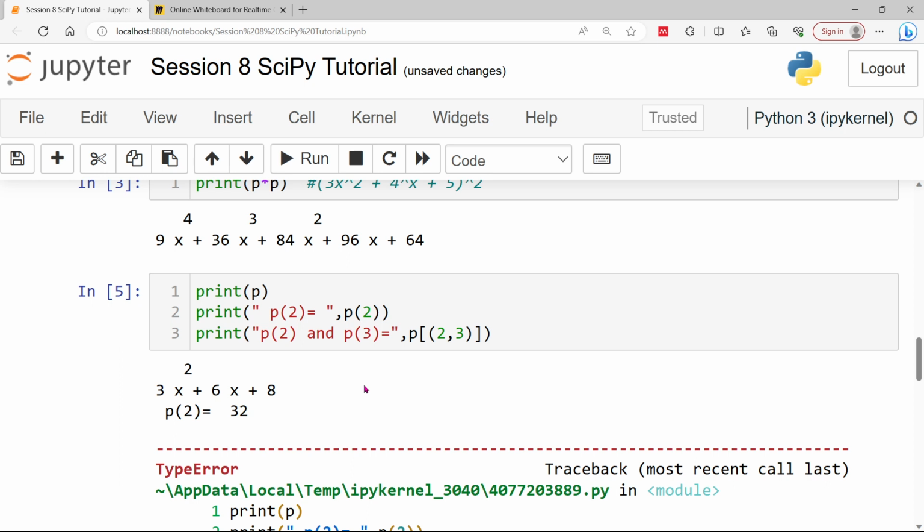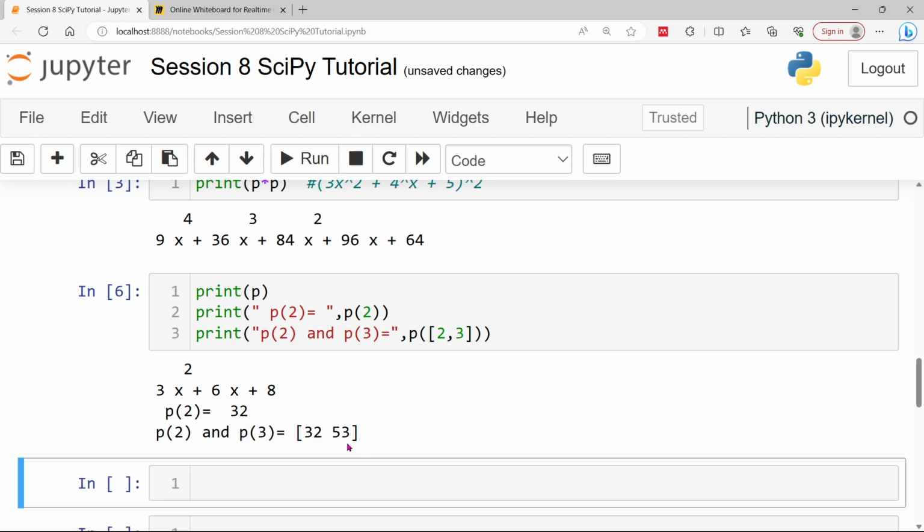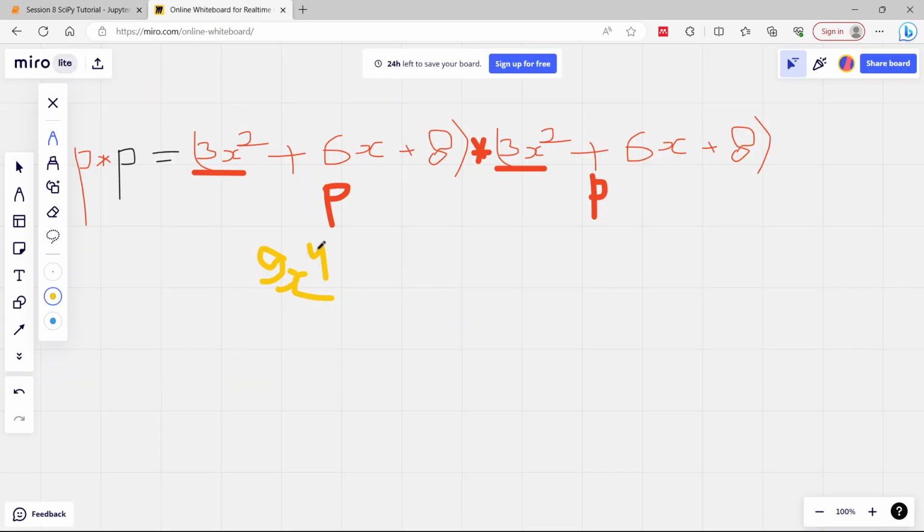Okay, so p2 and p3 is equal to p, oh, it's not allowed actually. P and then square bracket 2 comma 3. Inside the function, inside the tuple, we have this value. So can you see this is giving p of 2 is 32. How are we getting 32, right?